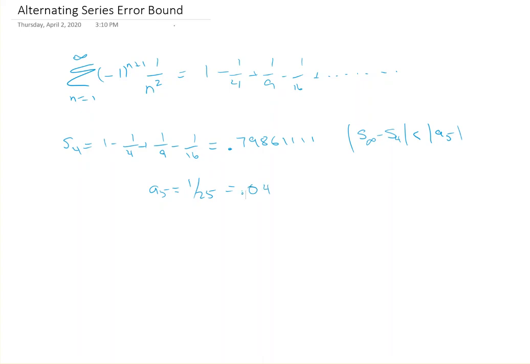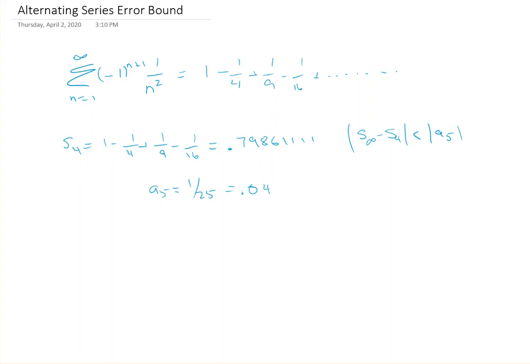So if you said to me, hey, Mr. Popick, what's the actual sum? I could say it's 0.7986111 plus some number that is less than 0.04. So that I can kind of give you a range of values for the sum. You may say to yourself, well, that's not that useful. I'd much rather have an exact number. Well, then get out a calculator and keep adding them up, right? You can do that. But this at least gives me some kind of idea of an error bound that I have. The next term is the error bound.